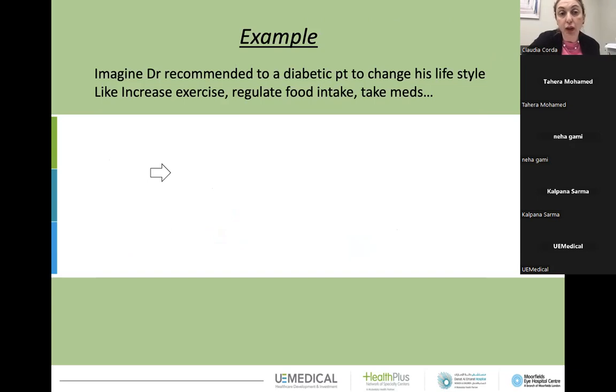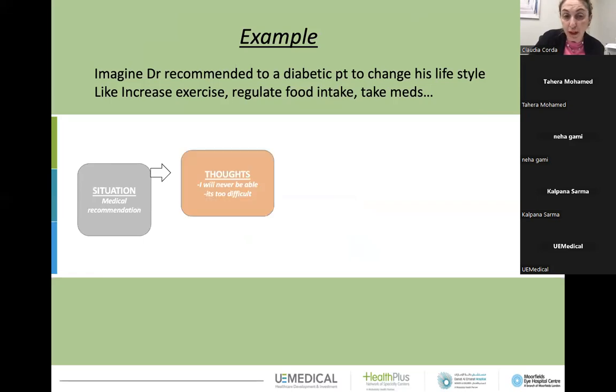Imagine a doctor during a normal consultation, let's say with a diabetic patient, but as I mentioned at the beginning, this can be used for the majority of your patients, even if they are not diabetic. So a doctor is recommending that a diabetic patient change his lifestyle. You need to exercise more, you need to eat regularly, you need to eat less, you need to eat more, you need to take your insulin in the right spot.